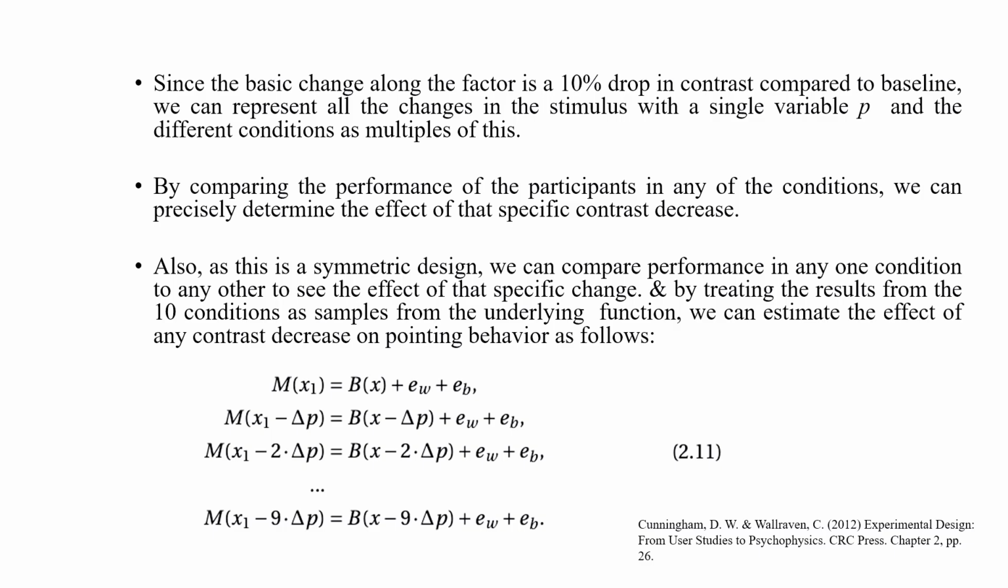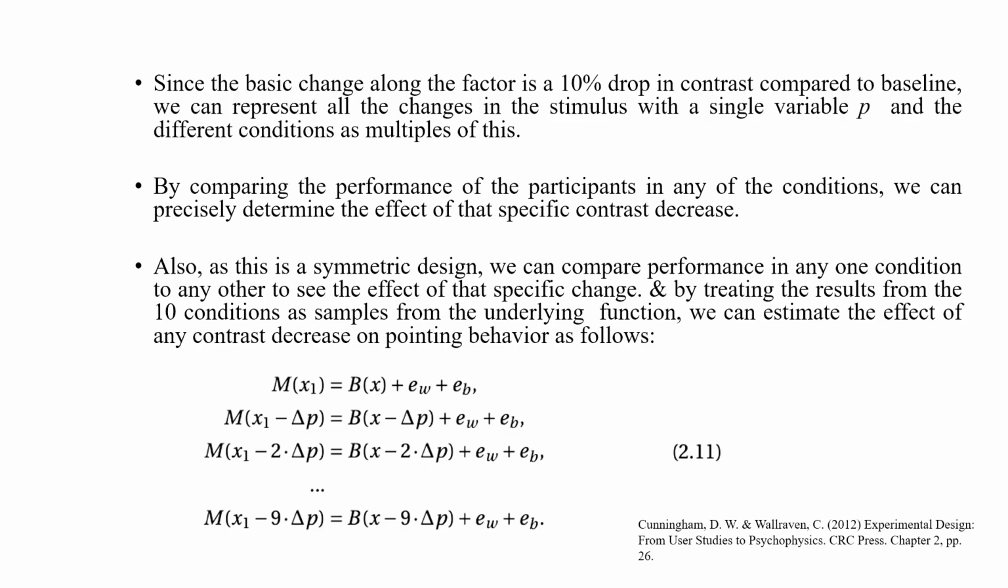So, since the basic change along the factor is just a 10% change in contrast compared to baseline, we can represent all the changes in the stimulus with a single variable p, one step of 10% contrast level difference. Basically, at step 1 it is just p, step 2 it is 2p, step 5 it is 5p, and so on. Now, by comparing the performance of the participants in any of these conditions, we can precisely determine the effect of the specific contrast increase or decrease.